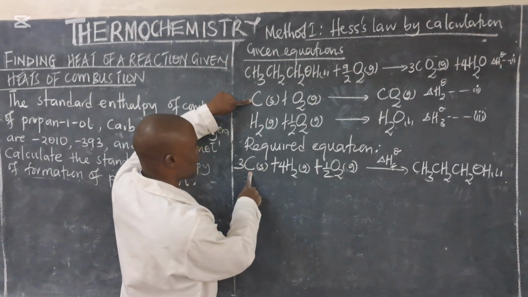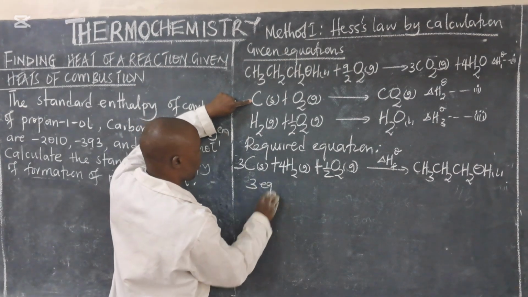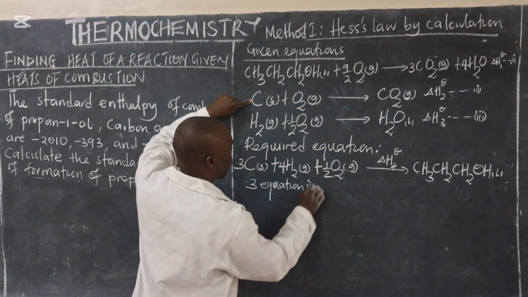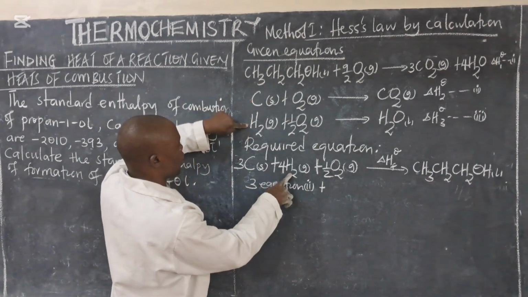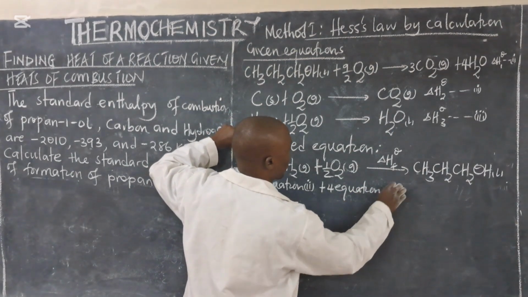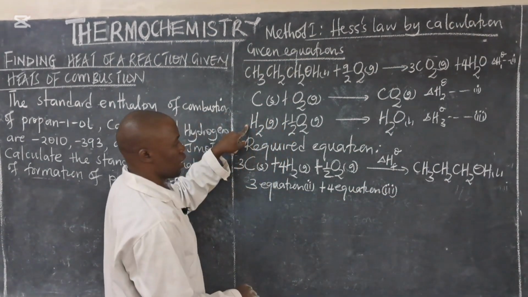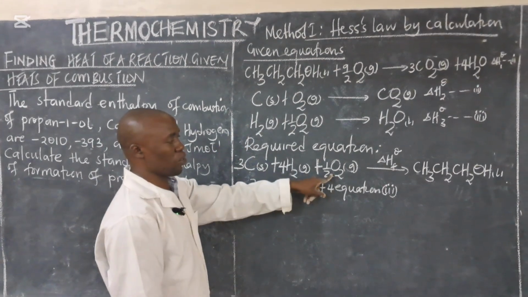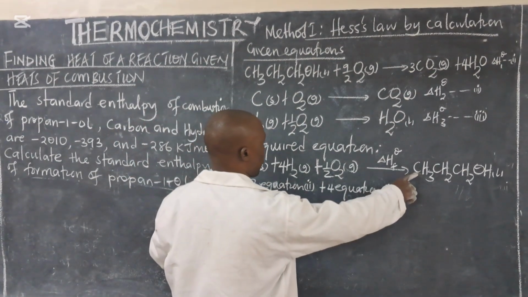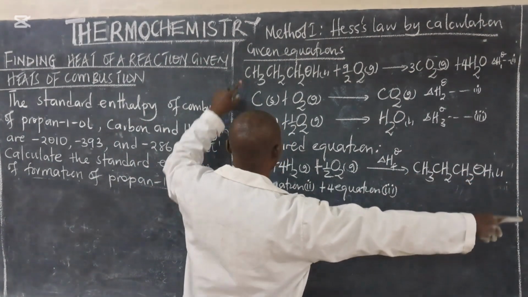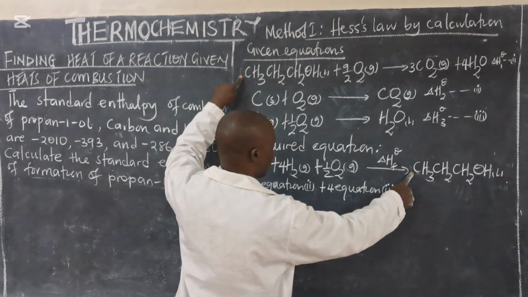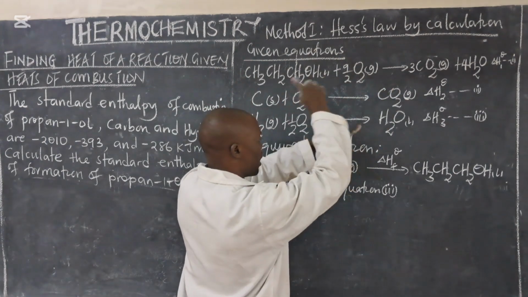You can see carbon is on my left, so this is equation 2. So it is 3 of equation 2, plus 4 hydrogen, which is equation 3. Then we don't bother about oxygen, it comes automatically. Then this is reversed. Propan-1-ol is on my right, yet it's on my left, but the stoichiometric coefficient is 1. So I'm just going to reverse this equation, turn the other way around.